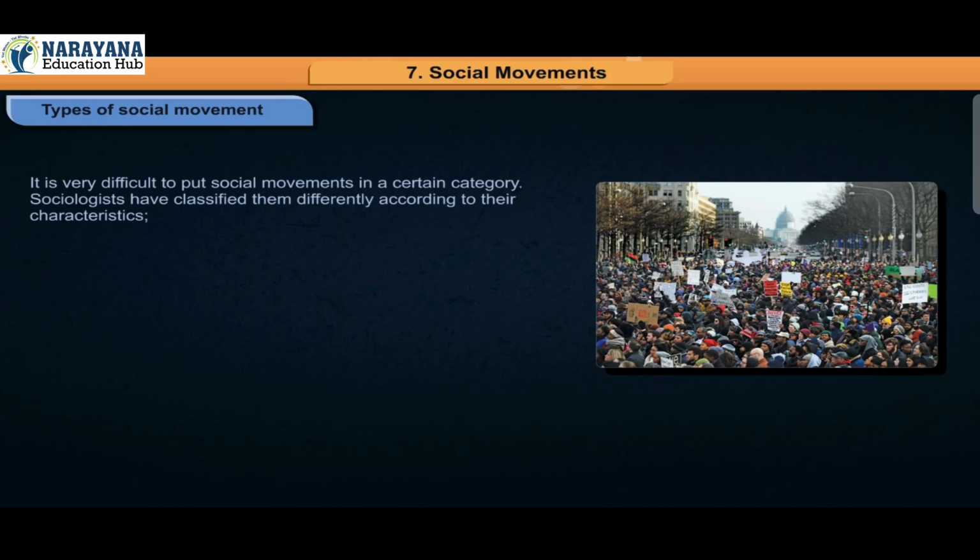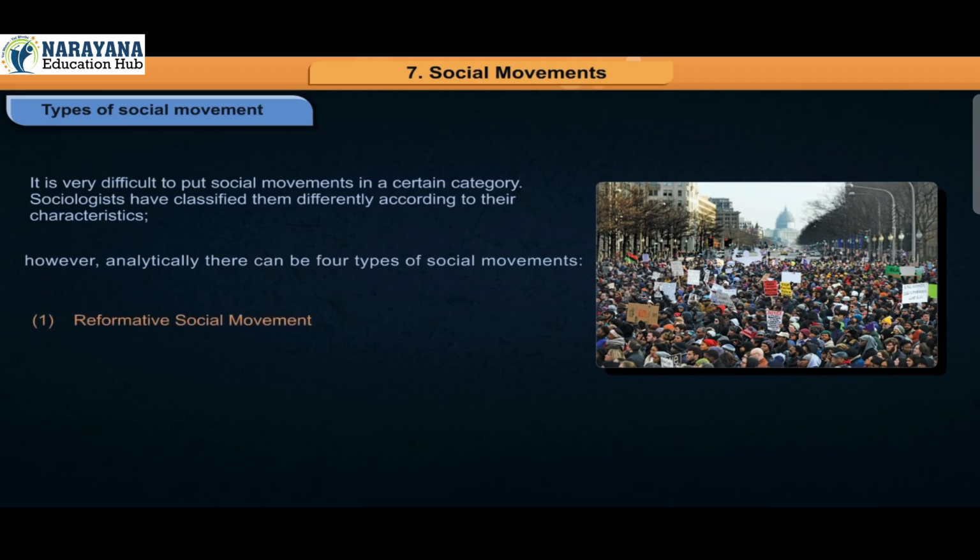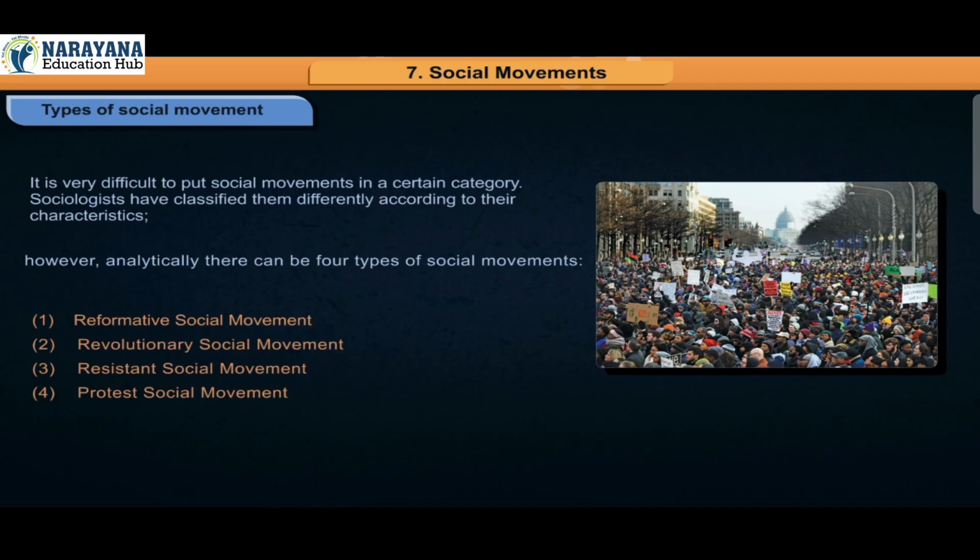Types of social movement. It is very difficult to put social movements in a certain category. Sociologists have classified them differently according to their characteristics. However, analytically there can be 4 types of social movements. Number 1. Reformative social movement. Number 2. Revolutionary social movement. Number 3. Resistant social movement. Number 4. Protest social movement.